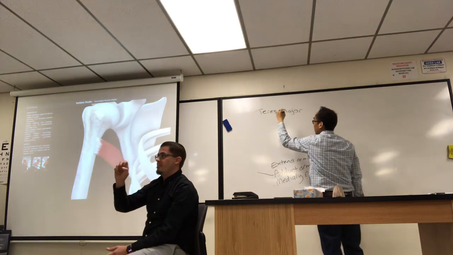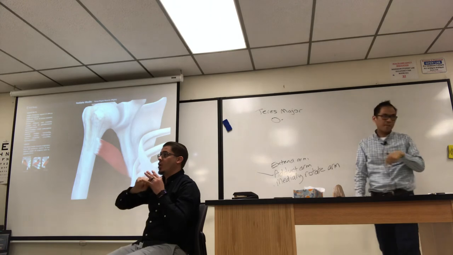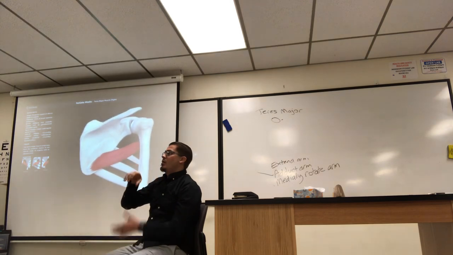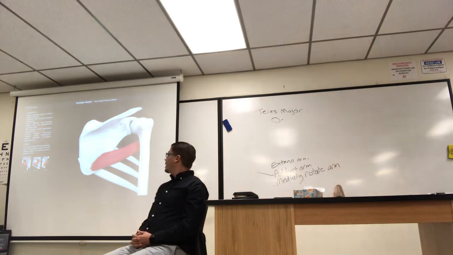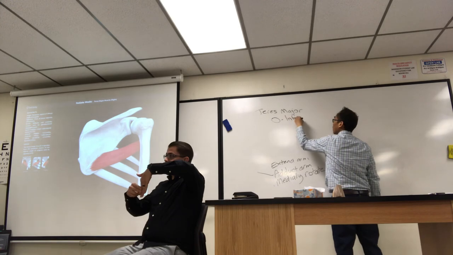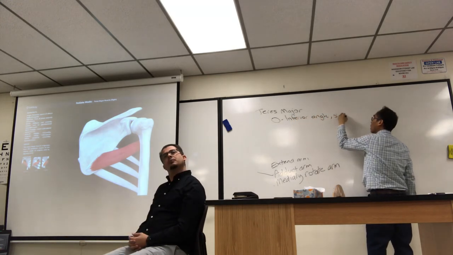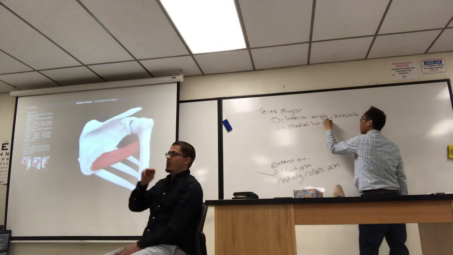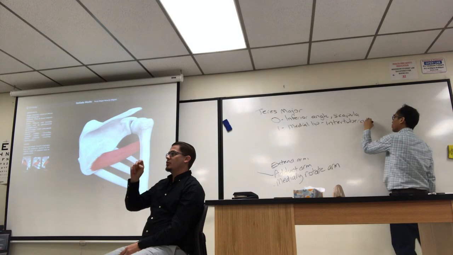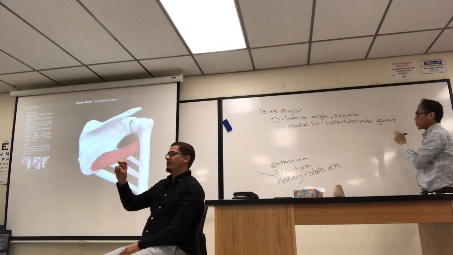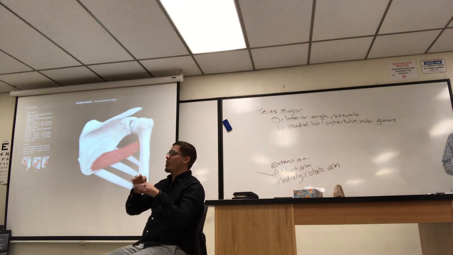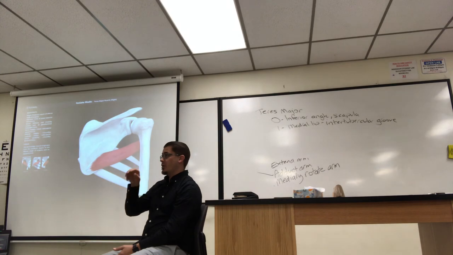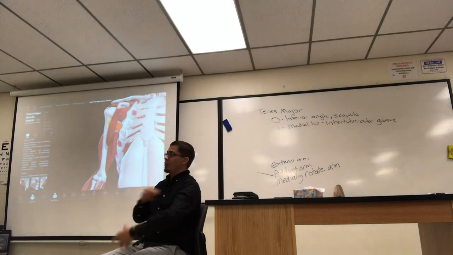Teres major originates on the turn around the back. You can see that it originates on the inferior angle of the scapula. And it inserts on the medial lip of the intertubercular groove. So that intertubercular groove is very important. Big R muscles attach there. The teres major, the latissimus dorsi, the pectoralis major, they all insert there. So let me show you that.